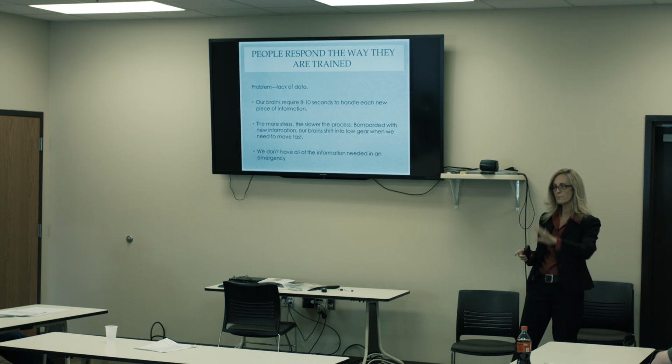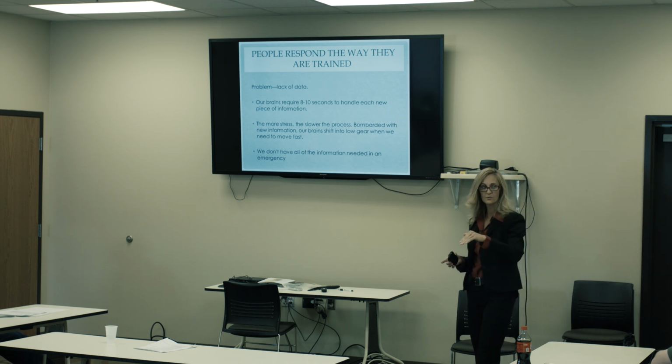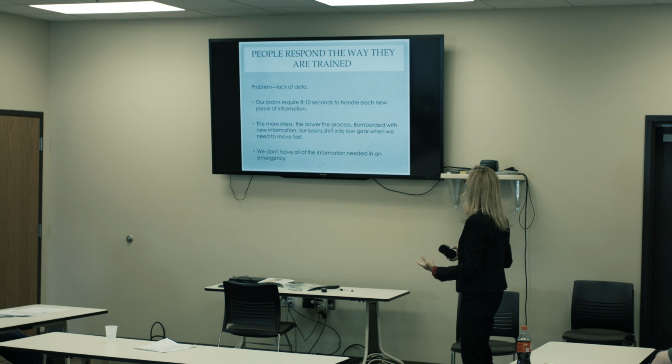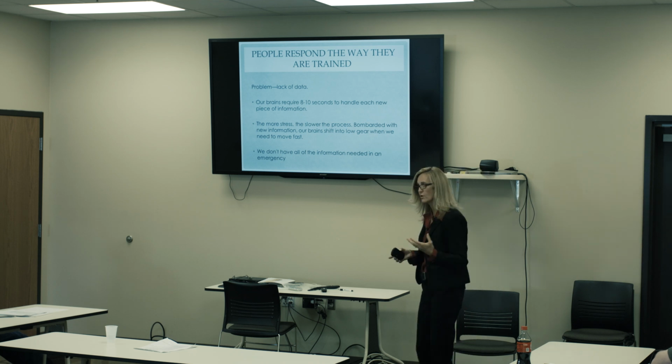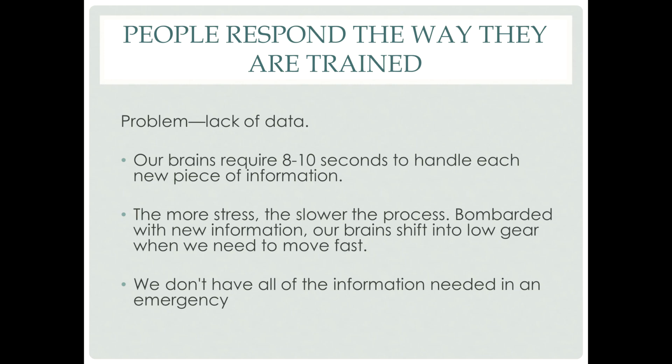So the more things ramp up, the longer it takes for our brains to process the information, to be able to figure out what's going on. And so as we're being bombarded with new information, our brains just shift into low gear to be able to say, wait, I'm on a little bit of information overload. So we don't have all the information needed in an emergency, and we need to be able to have that. That lends itself to the way that some people respond.